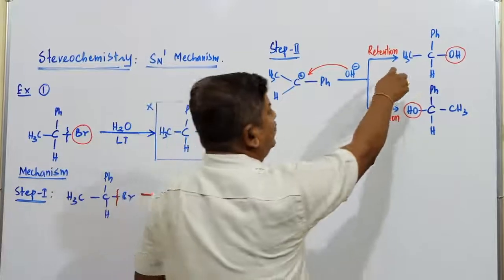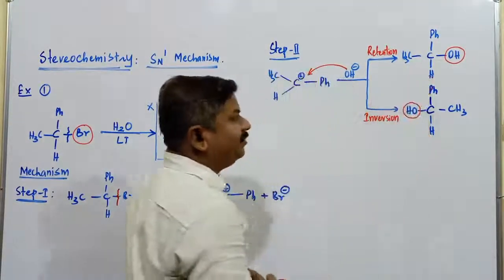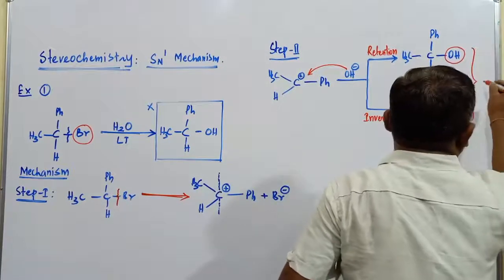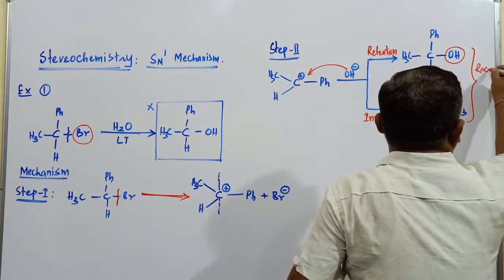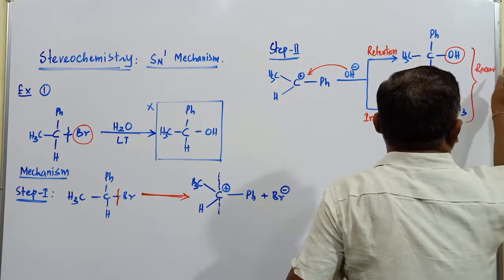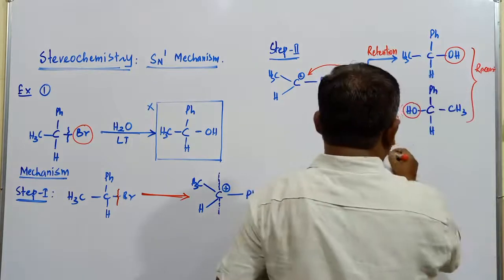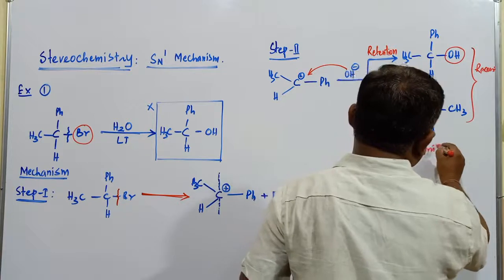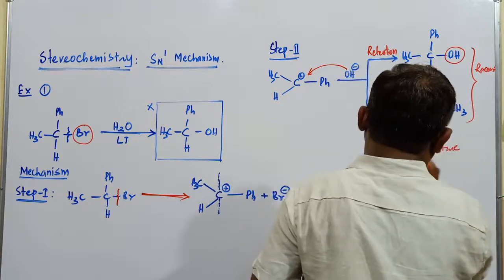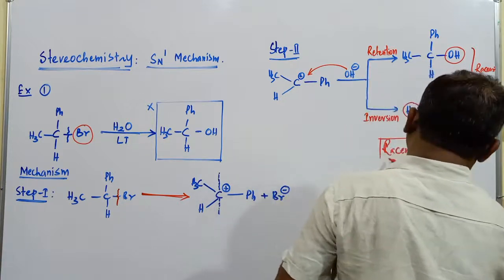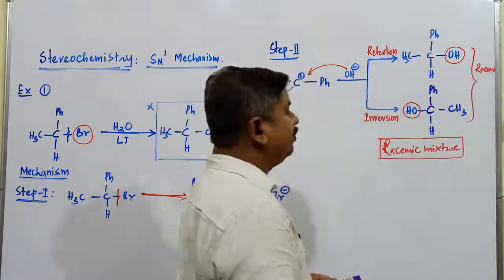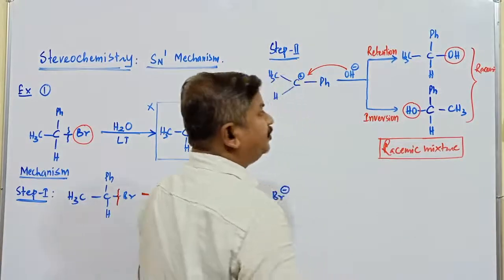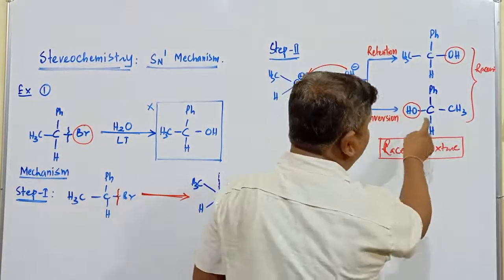Retention and inversion are found to form a racemic mixture. Definitely the mixture of these two products is said to be the racemic mixture. A racemic mixture is nothing but an equimolar proportion of D and L isomer. One isomer is D, another isomer is going to be L.